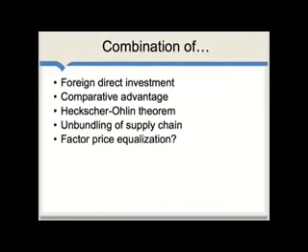The economics of offshoring involve several different elements, including foreign direct investment, comparative advantage, the Heckscher-Ohlin theorem, the unbundling of the supply chain, and possibly factor price equalization. We have separate videos on all of these. I'm not going to cover them again, but just keep in mind each is very relevant to understanding offshoring. And if I had to say there's a single relevant point here, it's simply that offshoring represents another way of capturing international gains from trade.